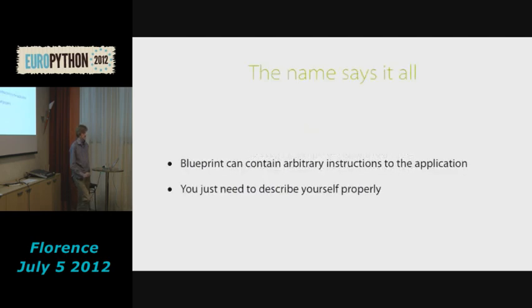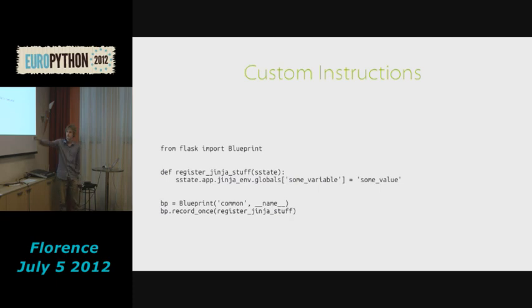So as the name suggests, you can record instructions for the application on the blueprint. If you do blueprint.route, it remembers to do the routing when you register with the application. But you can also record your own instructions for the application. For instance, you can register a function with record_once that is executed when the blueprint is registered. And then this function executes.